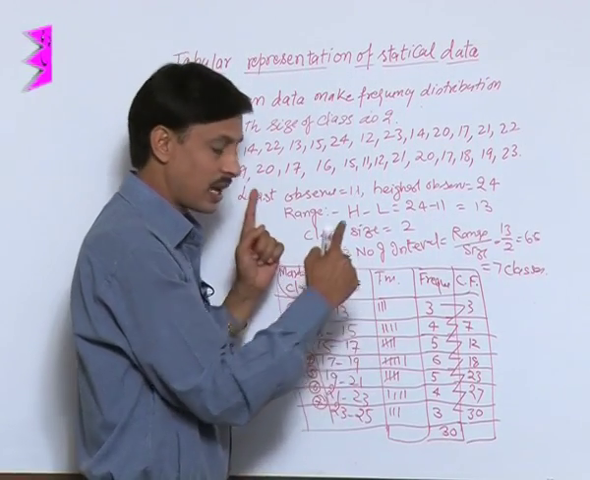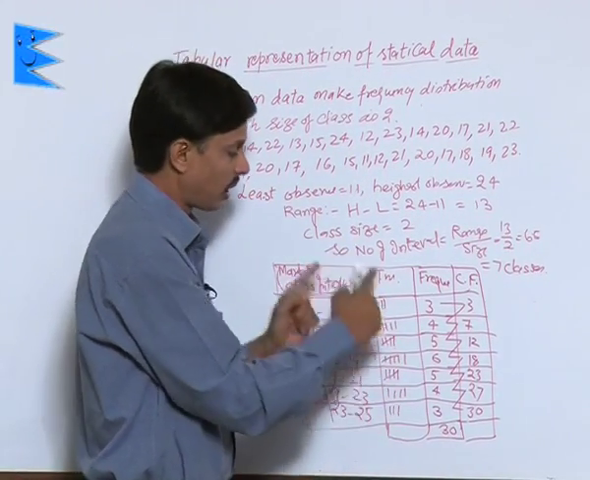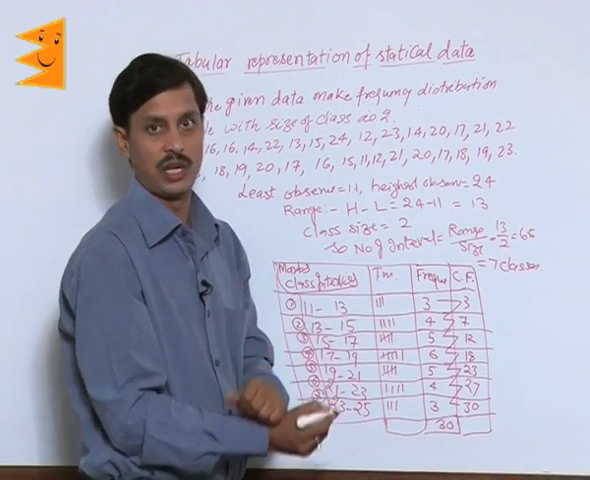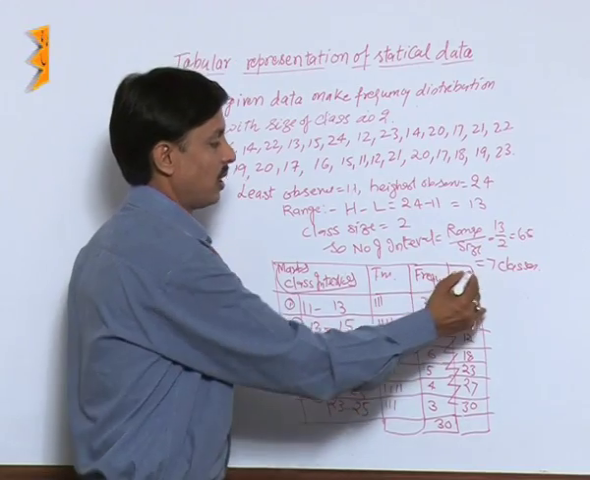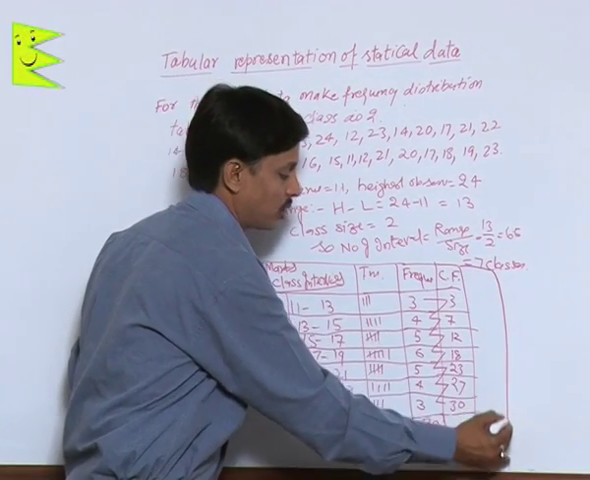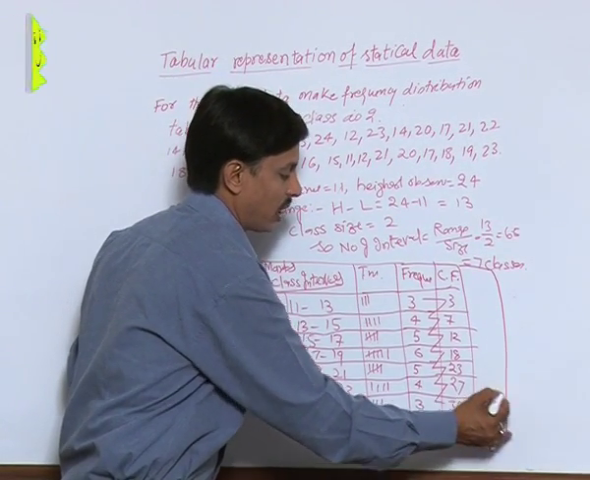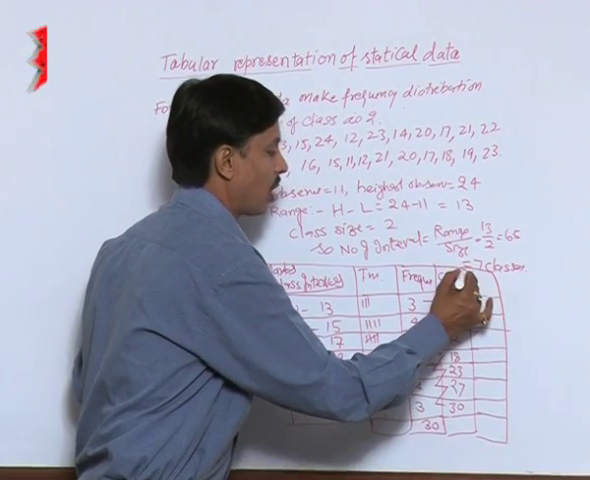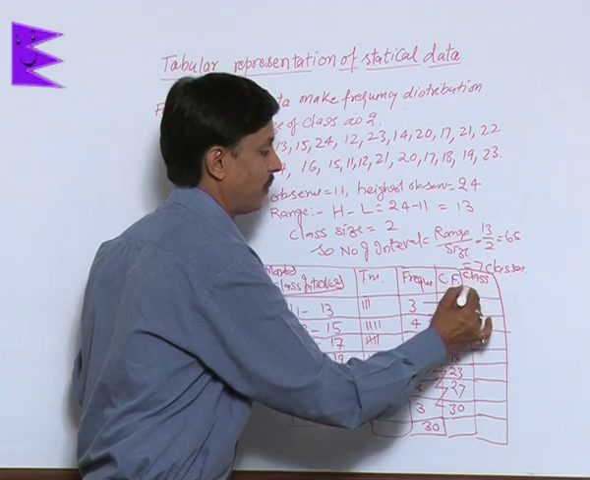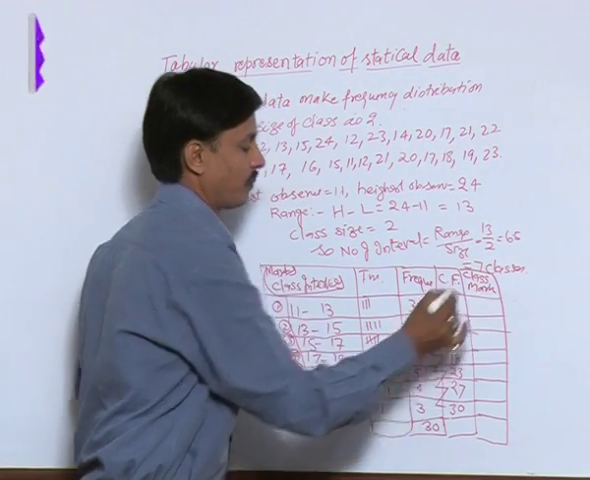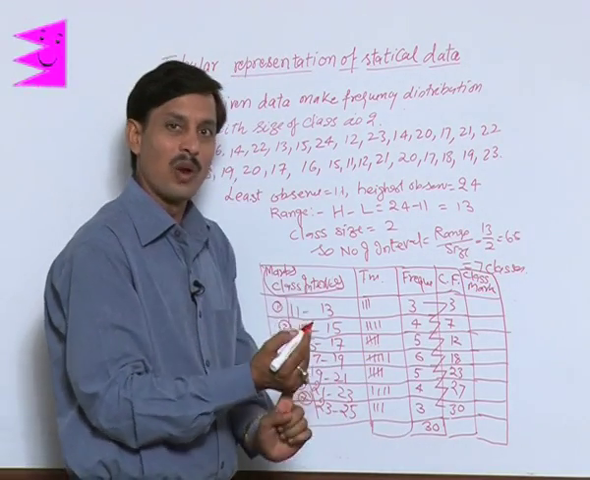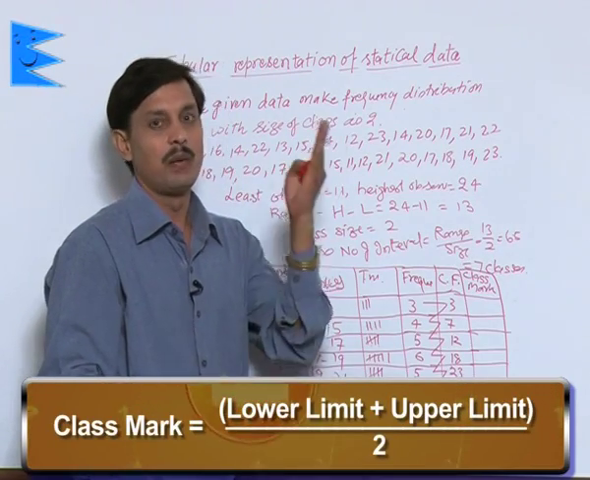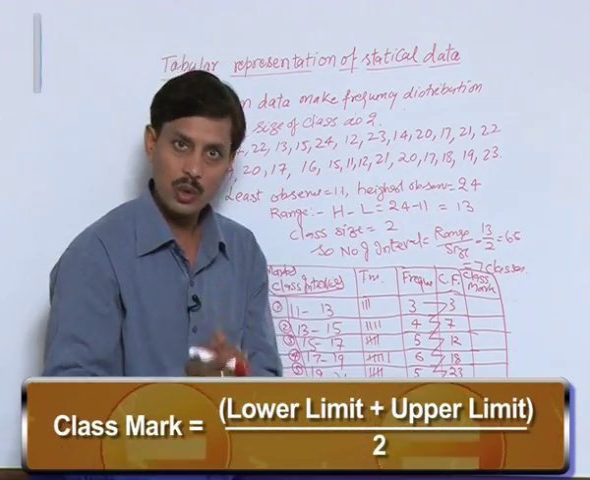So tally marks help us in making the frequency table and cumulative frequency table. Now our question is, if somebody also asks you in the same question, what are their class marks? So the last thing is the class mark. What is the class mark? The formula I told you: the class mark for any class is lower limit plus upper limit upon 2.